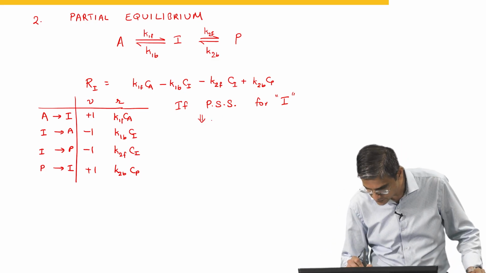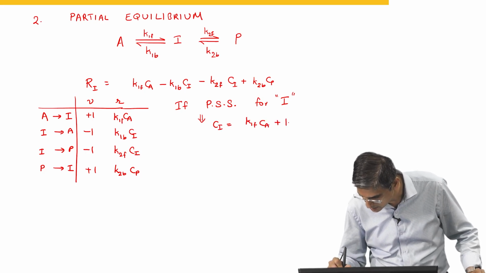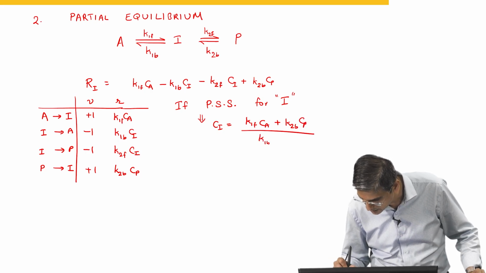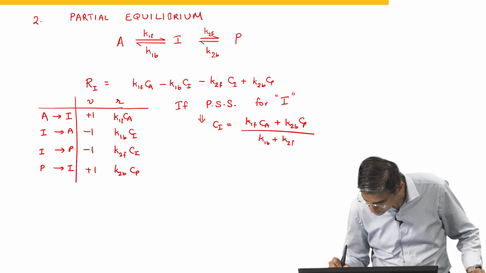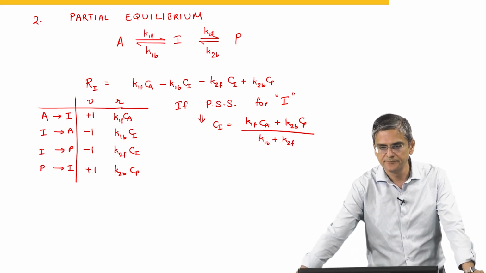So, if we have pseudo steady state, our Ci is going to become K1F Ca plus K2B Cp divided by K1B plus K2F. Okay.